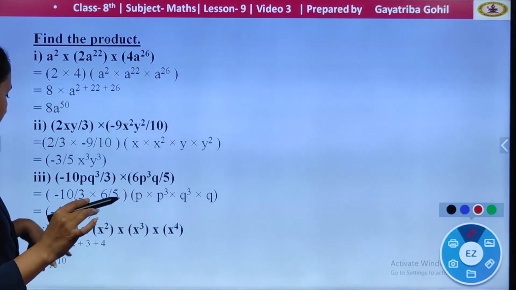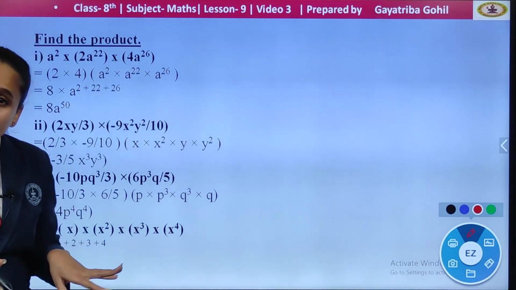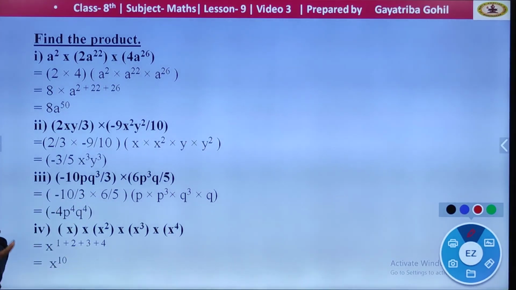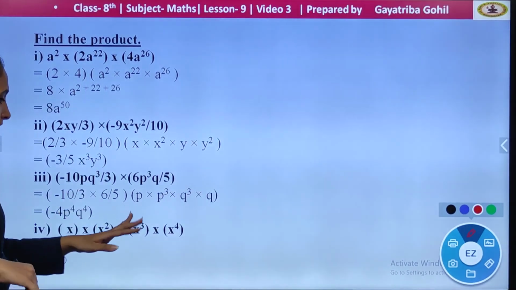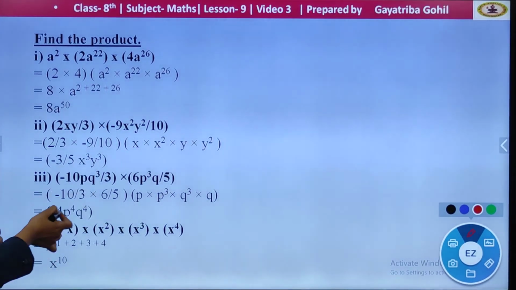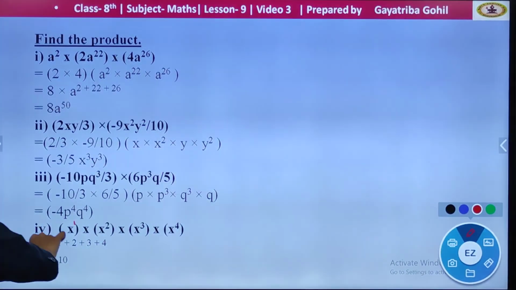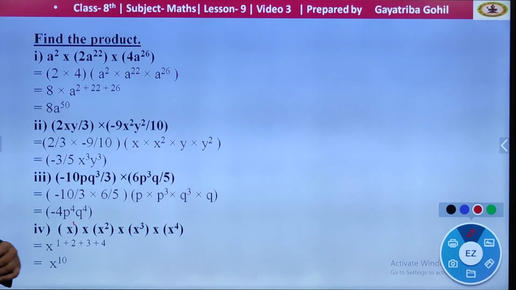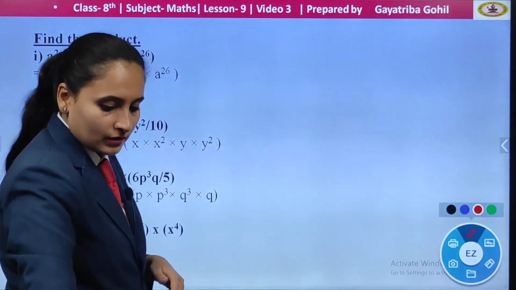Then we have x into x square into x cube into x raised to 4. No coefficients, everywhere it is 1, so no need to worry about that. The variables are same and the powers are different, so directly add the powers. 1 plus 2 plus 3 plus 4, you will get x raised to 10. So your answer over here will be x raised to 10.